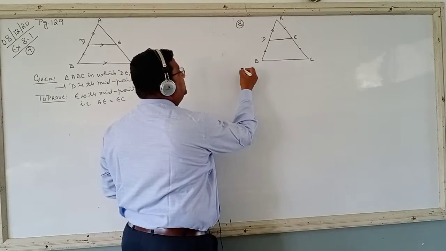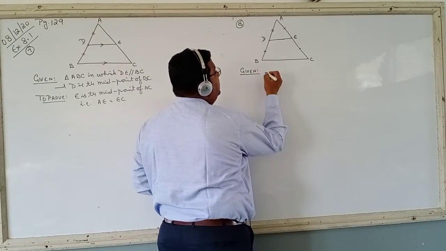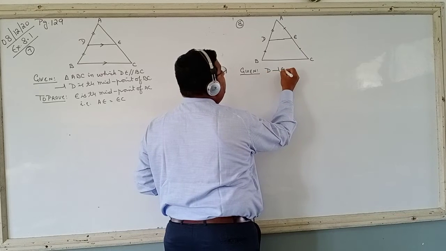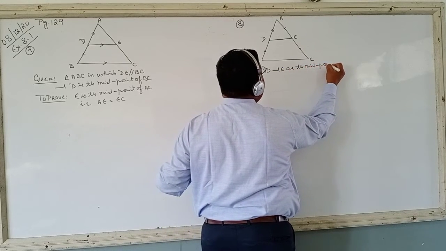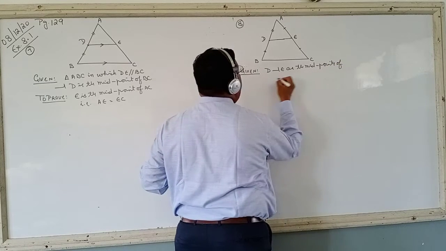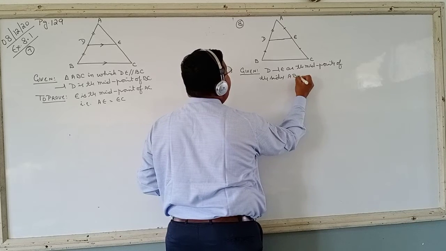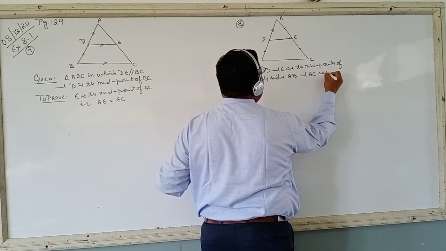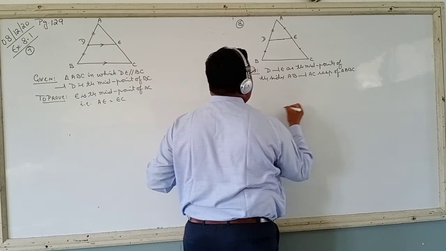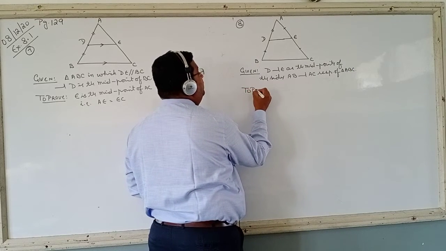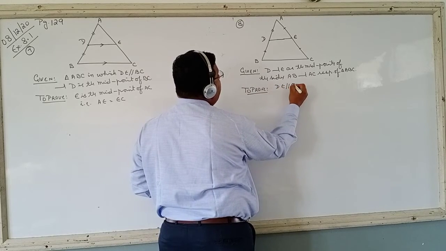What is given? The line joining the midpoints D and E. D and E are the midpoints of the sides AB and AC respectively of triangle ABC. What we have to prove? We have to prove that DE is parallel to BC.